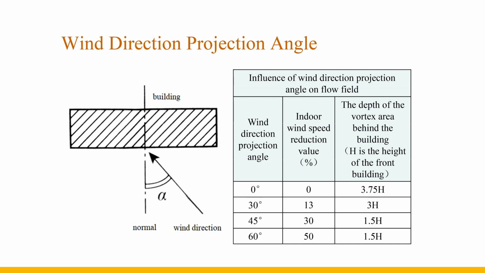Using a large wind direction projection angle will lead to a decrease in the wind speed, and the indoor wind speed should be more than 0.3 meters per second. Therefore, it is necessary to comprehensively consider the relationship between the wind direction projection angle and the indoor wind speed, flow field, and the vortex air, and it is considered that a maximum of 45 degrees is acceptable.